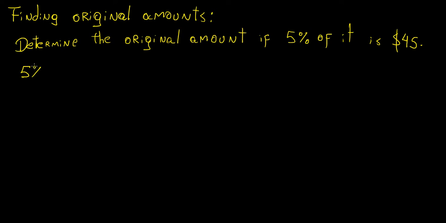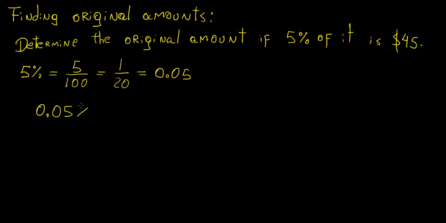So we know that 5% is the same as 5 over 100, which is the same as 1 on 20, which is going to be the same as 0.05. So this would be 5% expressed as a decimal. Now, if we read the question very carefully, we are told that 5% of the original amount is equal to $45. So basically, 0.05 multiplied by the original amount X is going to be equal to $45.